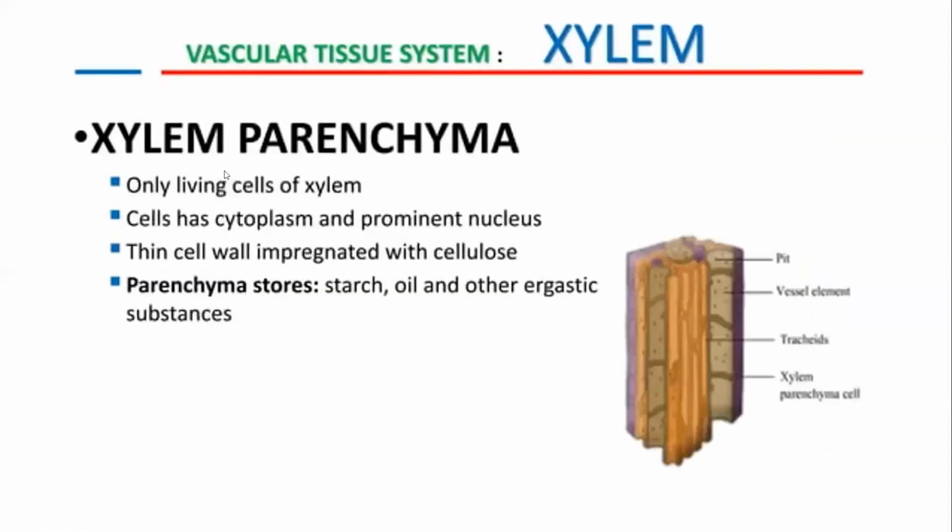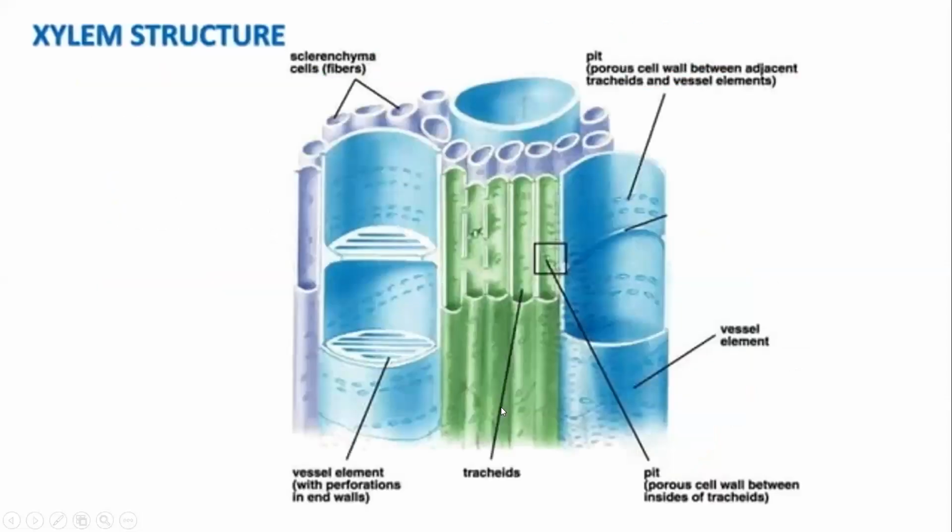The next one is the xylem parenchyma. The only living cells of the xylem are the xylem parenchyma, and the cell has cytoplasm and a prominent nucleus. Here the cell wall is thin and made up of cellulose. All other elements are made up of lignin, except the xylem parenchyma, which is made up of cellulose. Xylem parenchyma stores starch, oil, and other ergastic substances.